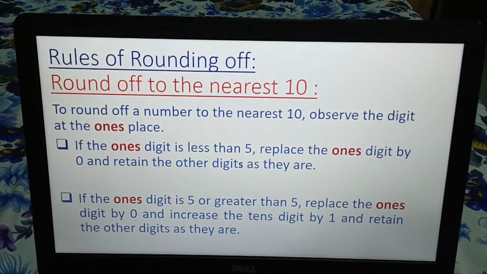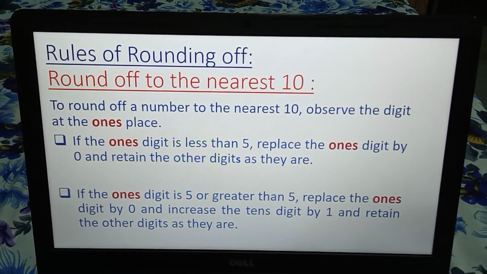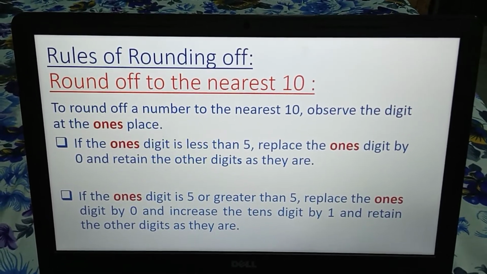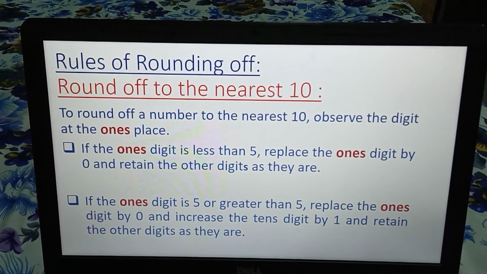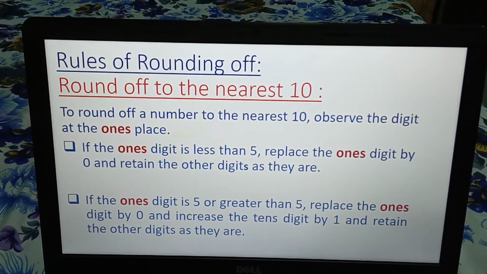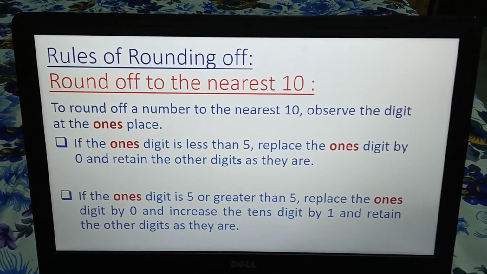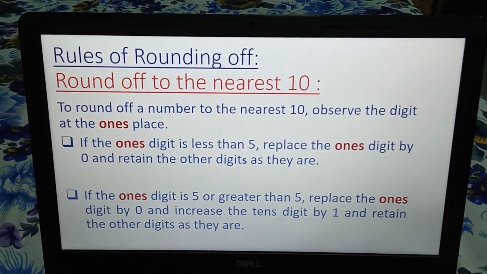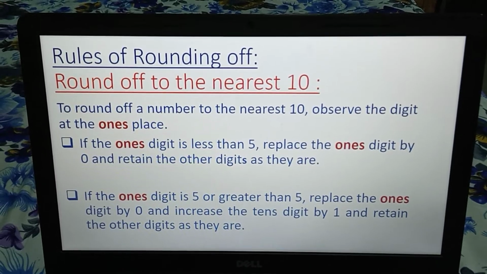To round off a number to the nearest 10, observe the digit at the ones place. If the digit at the ones place is less than 5, then replace the ones digit by 0 and retain the other digits as they are. And if the ones digit is 5 or greater than 5, you will replace the ones digit by 0 and increase the tens digit by 1 and retain the other digits as they are. In our previous class, children, we discussed these things and we solved examples also.